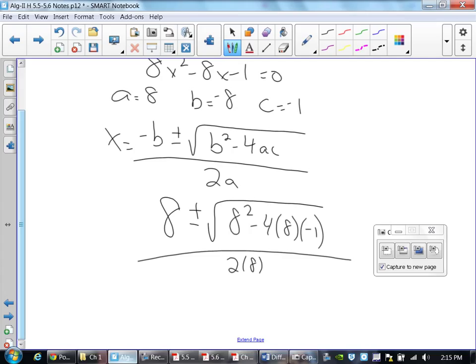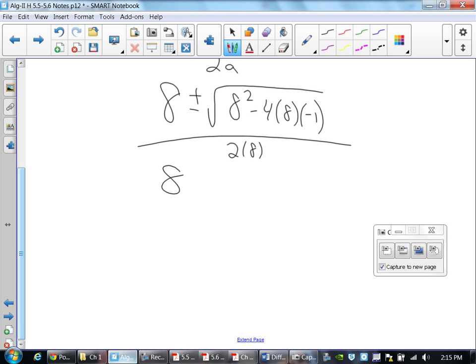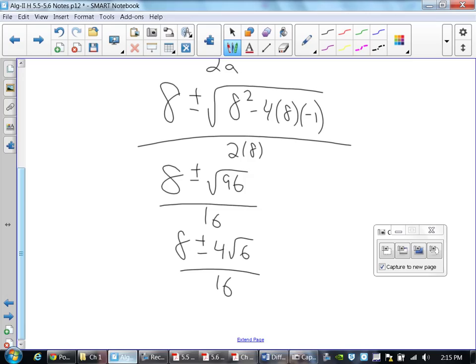So in this one here, we wind up with 64 plus 32, 96. Eight plus or minus root 96 over 16. 96, I think that was 16 and 4. Or wait, it's 16 and 6. It's 4 root 6. So that means it was 16 times 6. So you get 8 plus or minus 4 root 6 over 16.